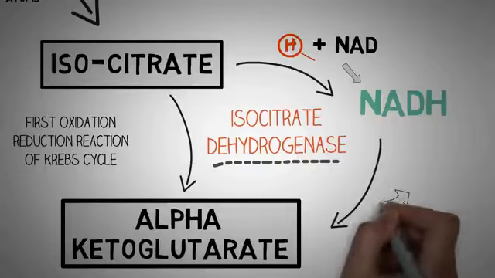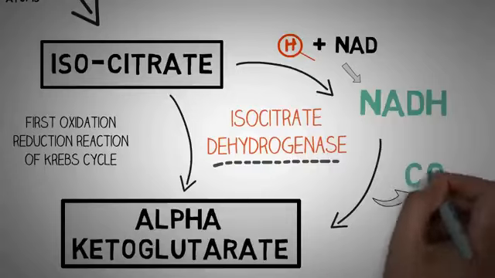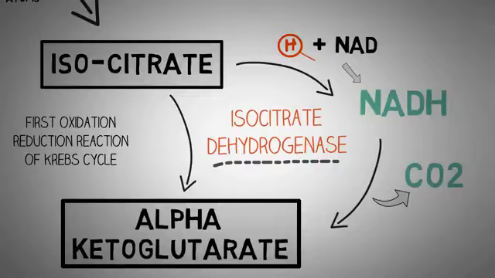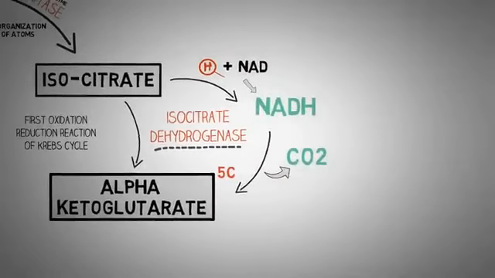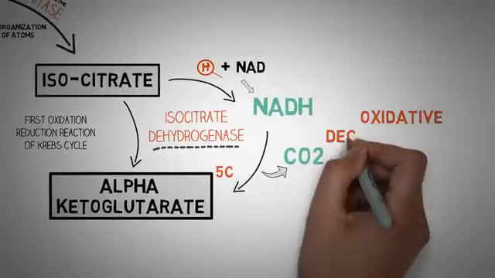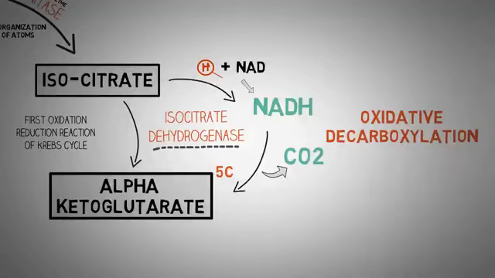In the next step of the reaction, a carbon atom is also removed from isocitrate in the form of a molecule of carbon dioxide. This leads to the formation of a 5-carbon compound known as alpha-ketoglutarate. So if you look at the complete chemical process that just happened here, this is known as oxidative decarboxylation. Oxidative because oxidation of isocitrate takes place since a hydrogen is removed from isocitrate, and decarboxylation as a carbon group is also removed from isocitrate.